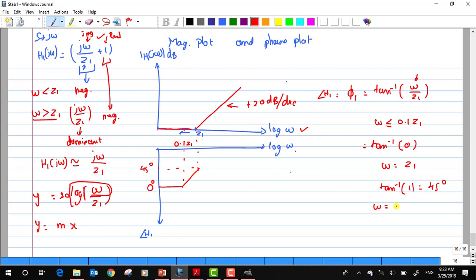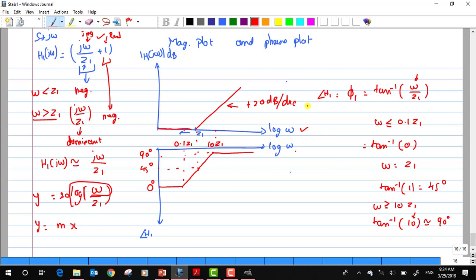Now what happens the moment I increase the frequency to something equal to or greater than z1? I can approximate this as tan inverse of 10, where 10 I can assume is quite a large value, and we can approximate this to be around 90 degree. Okay. So once I reach a frequency which is 10 times greater than z1, the phase value attains its constant value of 90 degree. Okay. So this is what we were trying to discuss in the last class. So when we discuss a zero, this is the relation that we had.